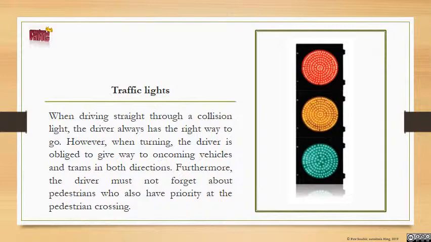When driving straight through a collision light, the driver always has the right way to go. However, when turning, the driver is obliged to give way to oncoming vehicles and trams in both directions. Furthermore, the driver must not forget about pedestrians who also have priority at the pedestrian crossing.